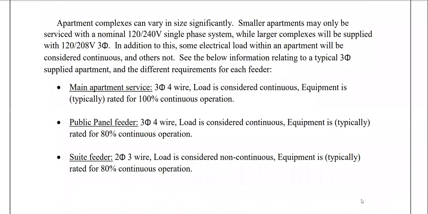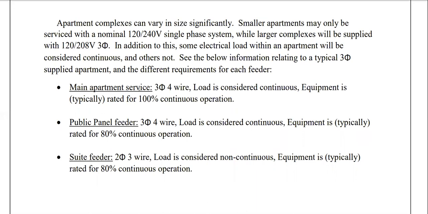When we go to calculate these, the complexes can vary in size significantly. Smaller apartments may only be serviced with a nominal 120/240 volt single phase system, while larger complexes are supplied with 120/208 three-phase. In addition to this, some electrical load within an apartment will be considered continuous and others not. So what's important is that we recognize what the divisors are and what type of equipment is typically utilized.